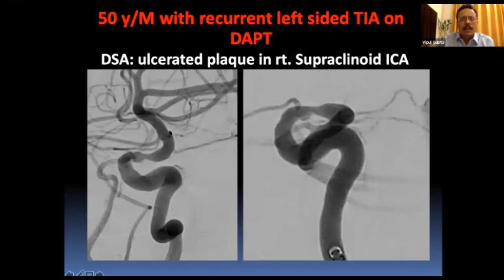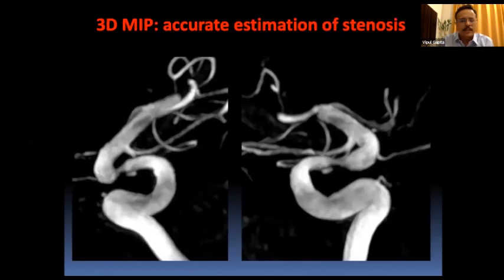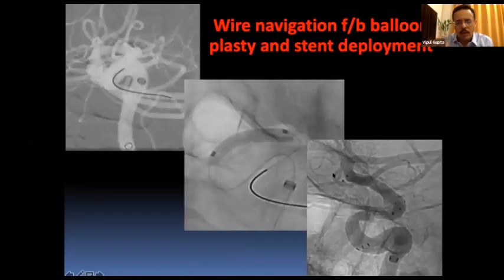Another patient, ICA stenosis, recurrent TIA despite double antiplatelets. And this is the reason. There is a stenosis here, but you can see there is a big ulceration. And that's probably the reason he had recurrent attacks. And you can see severe stenosis in the angio-CT. Now you can see the ulceration very, very well, which we really use to do all the measurements.